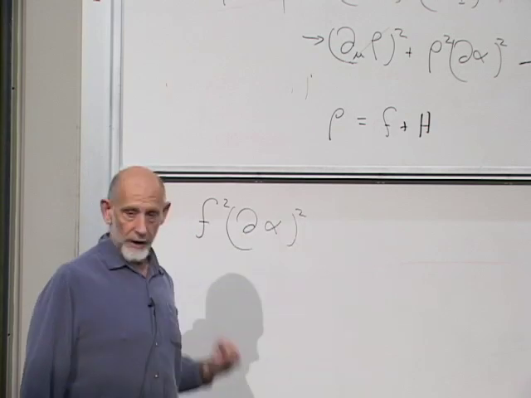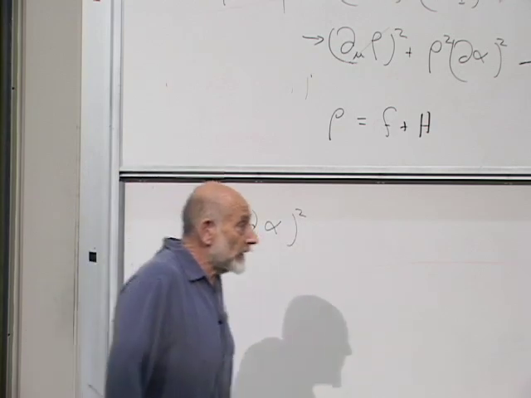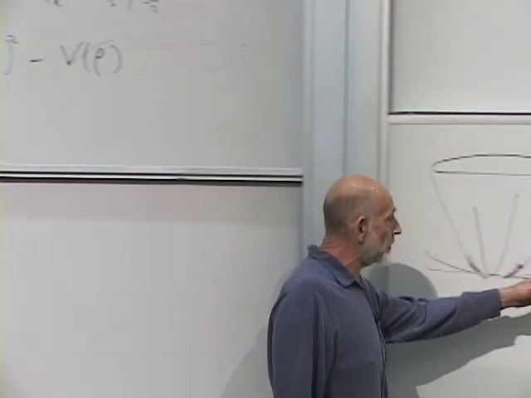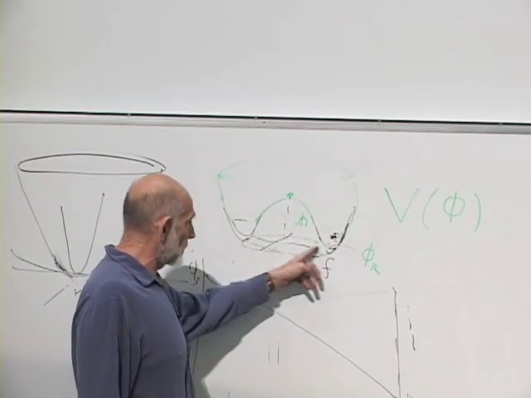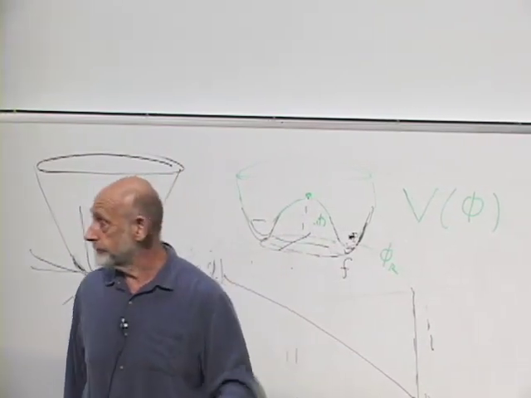There is no potential energy associated with alpha. Why is there no potential energy associated with alpha? For the obvious reason that we don't gain any potential energy when we go around the angular direction.